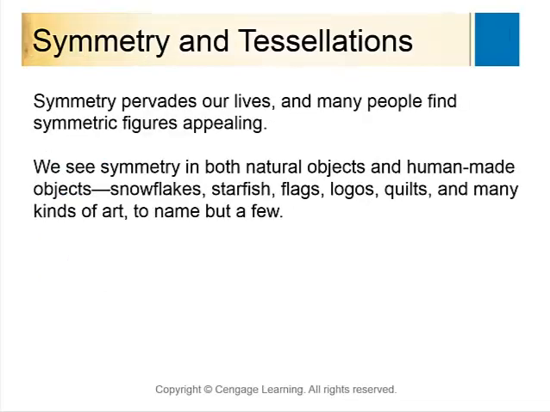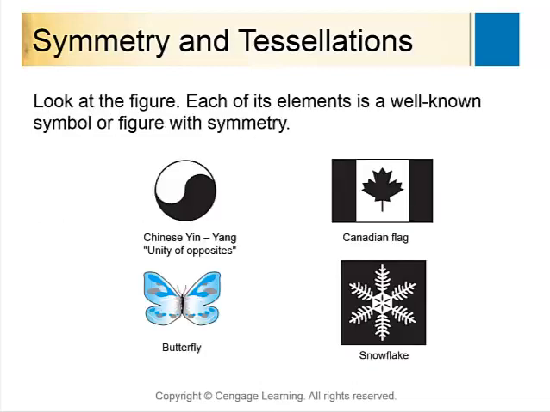First up, symmetry is in all sorts of different things that we look at. It's a very pleasing kind of shape for us to look at, very pleasing to the eye. Tessellations are super cool. We love looking at tessellations. So let's look at our figures here, and each of these is well known, and each has a type of symmetry that we can look at.